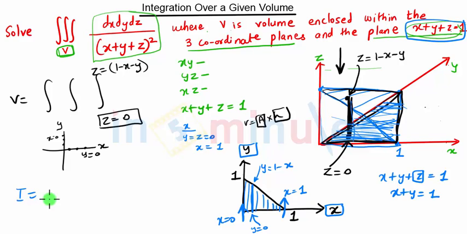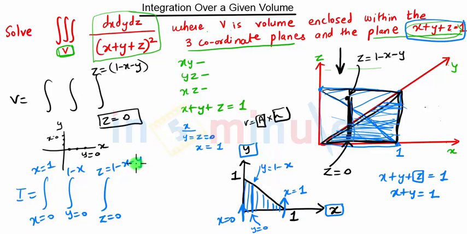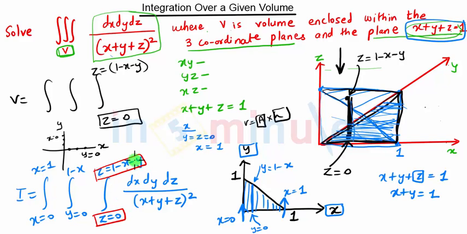So our integration will be the integral of x going from 0 to 1, y going from 0 to 1 minus x, and z going from 0 to 1 minus x minus y, of this term, dx dy dz upon (x plus y plus z) the whole squared. Now this is a simple integration. In this integration, the first limit is for z, and z contains x and y. So the first integration will always be with respect to z. And second, here we have the x term in the limits of y. So the second integration is with respect to y, and the third integration is with respect to x.